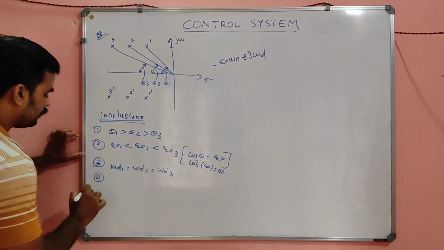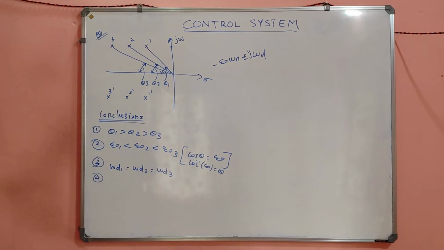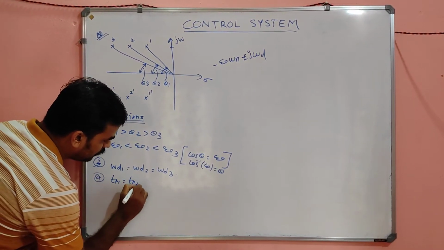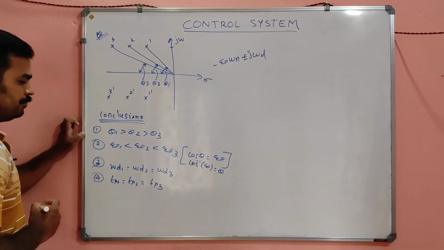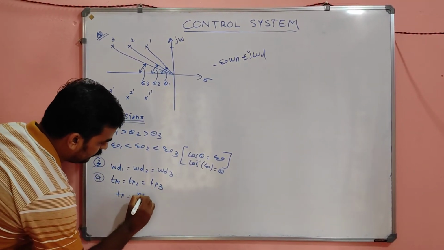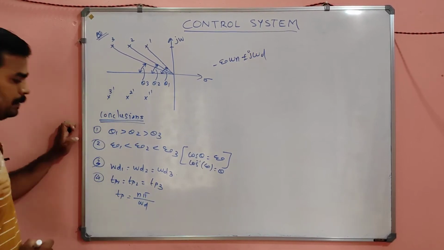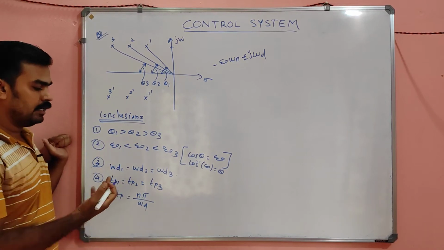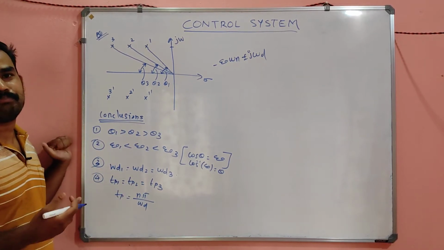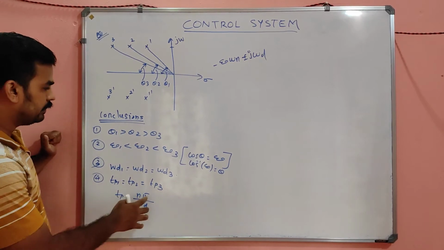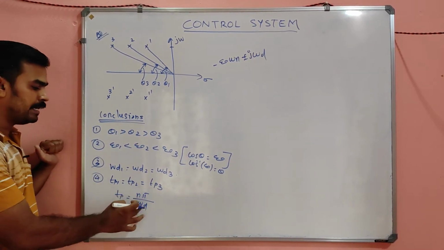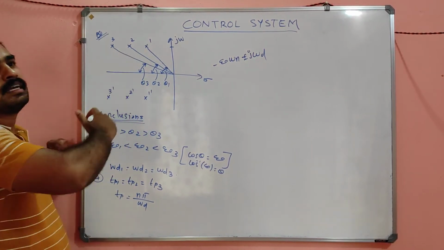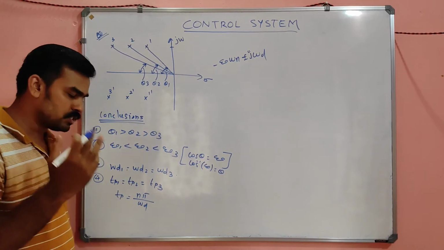And the fourth conclusion is that TP1 equal to TP2 equal to TP3. Because TP is equal to n pi divided by omega d. If omega d is constant, my dear, its peak time is also constant, na? Peak time is also constant, correct? Because peak time is n pi divided by omega d. If omega d is constant, it means for the first pole, second pole, third pole, everything, the peak time will be constant.